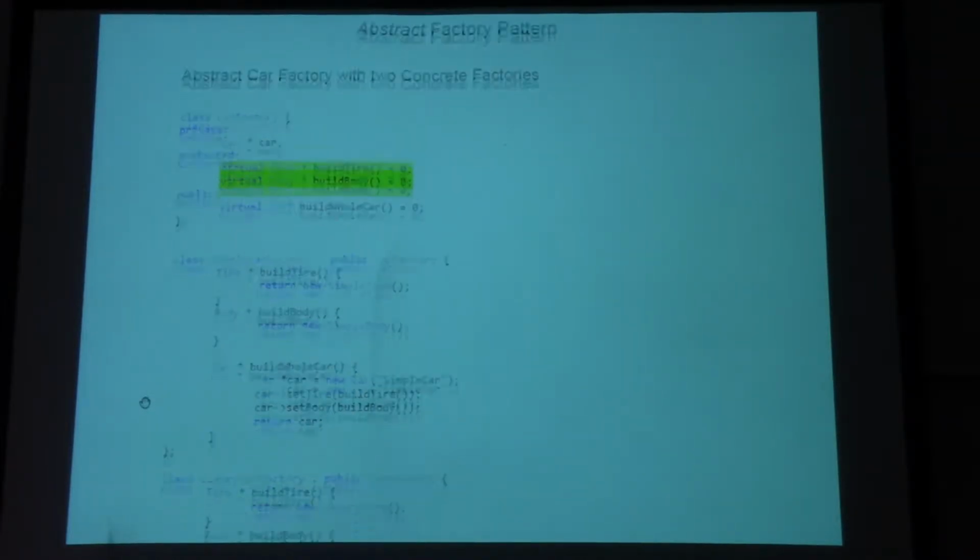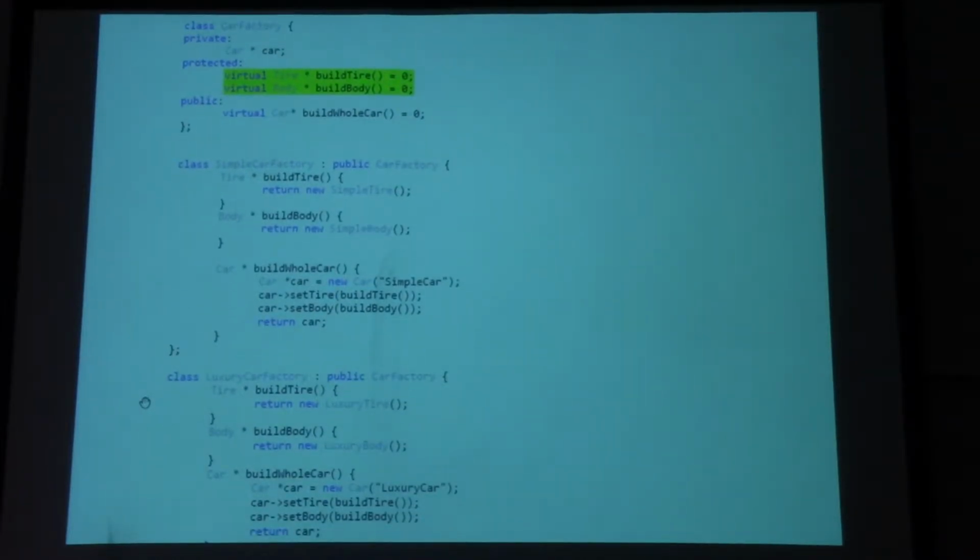So the two factories we're going to have is we're going to have a simple factory, and we're going to have a luxury car factory. So let's look at the simple car factory. It is a subclass of public, and of course we have to override 1, 2, 3 pure virtual methods.